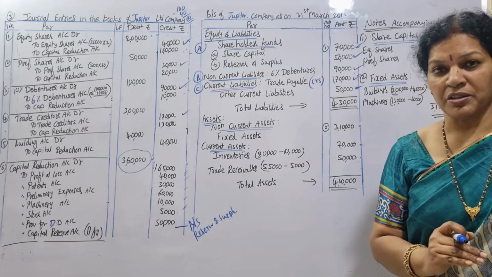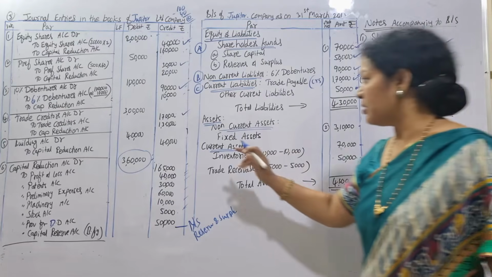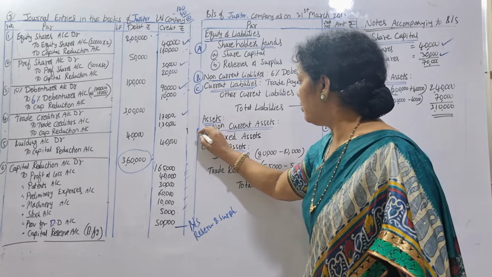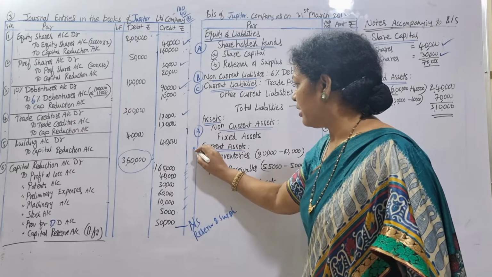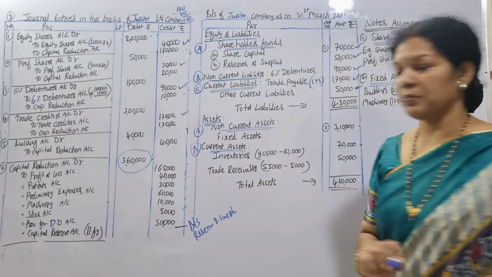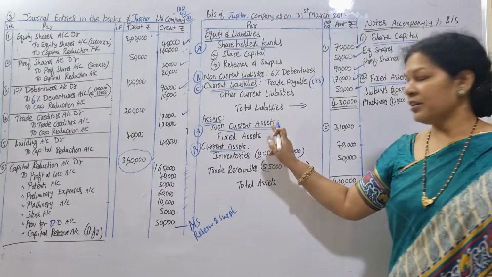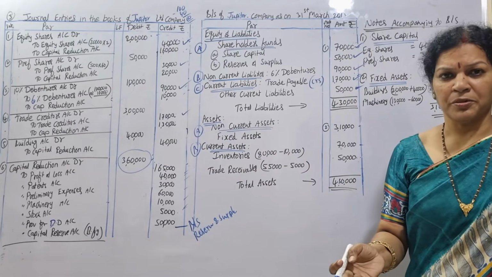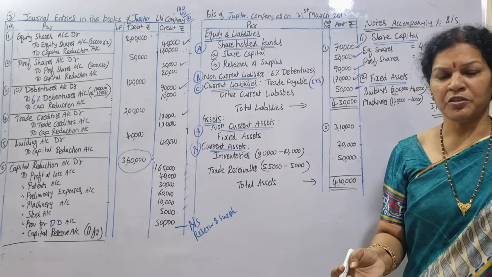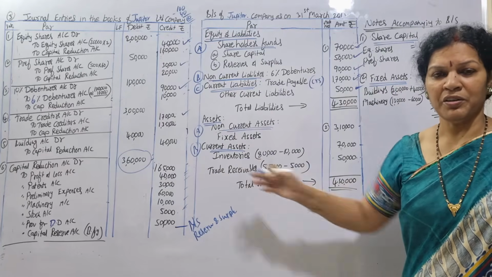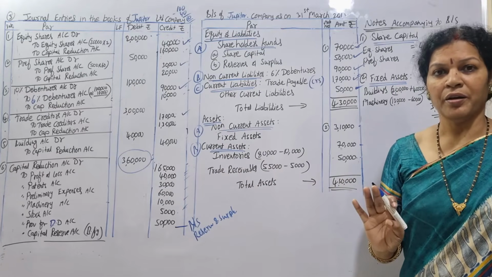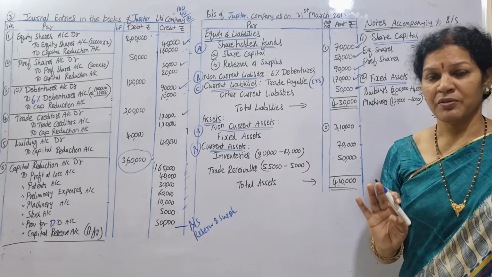Now coming to the asset side. The asset side has two parts: non-current assets and current assets. Only two. Non-current assets means nothing but fixed assets. The other one is current assets. Let's focus on the non-current assets, which are fixed assets.